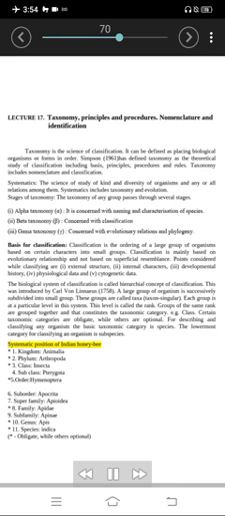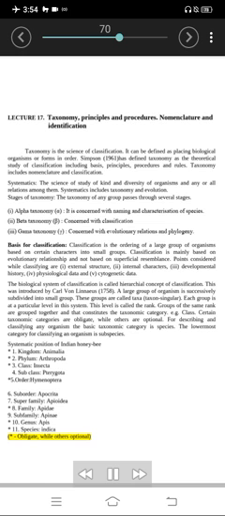Systematic position of Indian honeybee. 1. Kingdom, Animalia. 2. Phylum, Arthropoda. 3. Class, Insecta. 4. Subclass, Pterygota. 5. Order, Hymenoptera. 6. Suborder, Apocrita. 7. Superfamily, Apoidea. 8. Family, Apidae. 9. Subfamily, Apinae. 10. Genus, Apis. 11. Species, indica. Some categories are obligate, while others are optional.